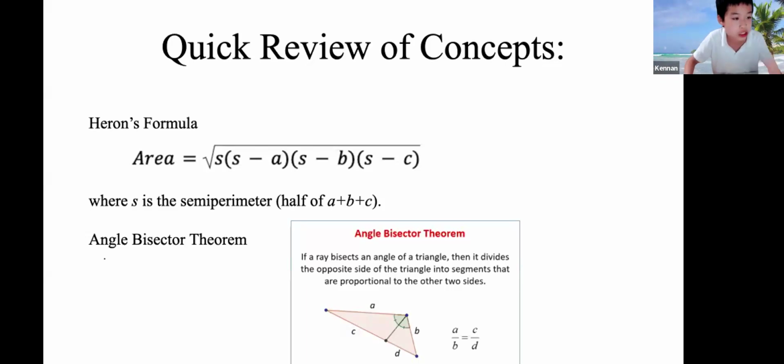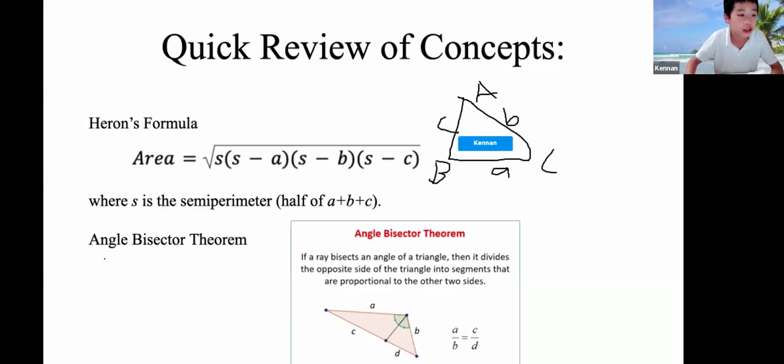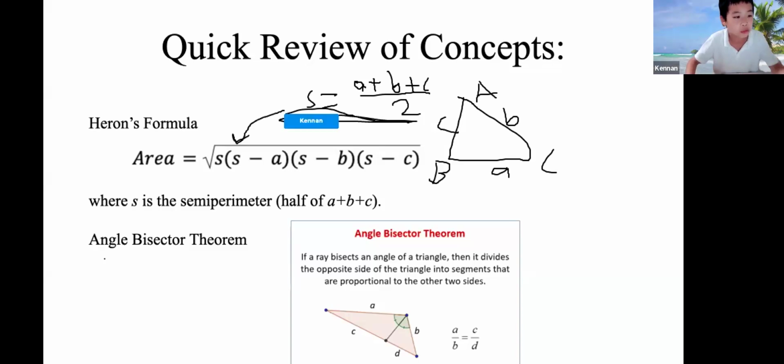This slide is about Heron's formula. I think this should be a review. It states that if we have a triangle ABC, with sides a, b, c, and S is the semi-perimeter, (a plus b plus c) over 2, then we just plug in and we get the area.